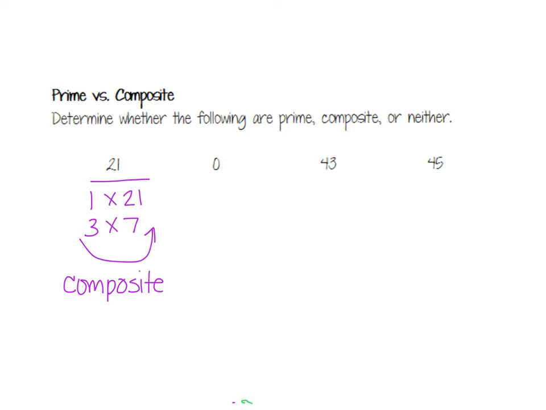So then we go to the next one. It's 0. Well, if you remember from the definitions, this one is neither. So I'm going to write that up. So let's look at 43. Every number will have 1 times itself. Well, then we have to start thinking about the other numbers.